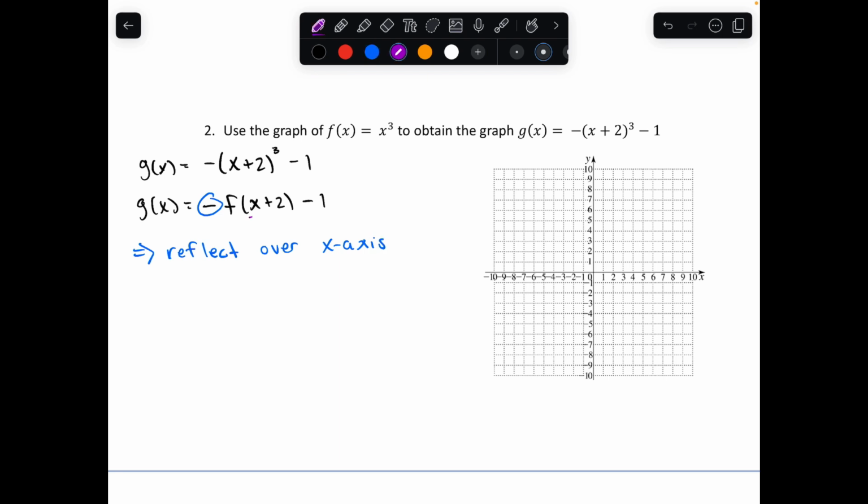Then second, we have an x plus 2 as our input. So that's going to correlate to a shift to the left, right, because it's plus 2. So we're going to shift 2 units to the left. And then finally, we have a minus 1. This is going to be a shift 1 unit down.